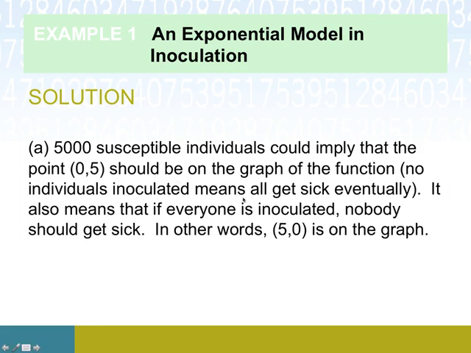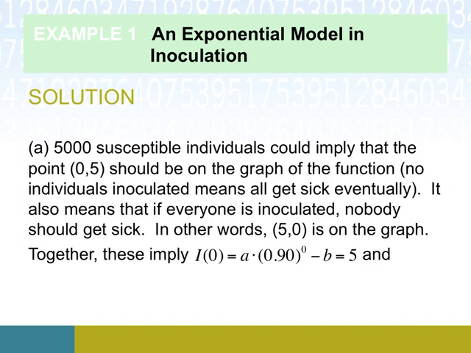Okay, but there's actually another point that this implies too. It means that if we inoculated everyone, that is 5,000 was our inputted number of people, so x equals 5, then there would be no infected people. Again, assuming that the inoculation is perfectly effective, which may not be totally accurate, but this is our simplistic model. So that actually gives us two pieces of information to set up equations here.